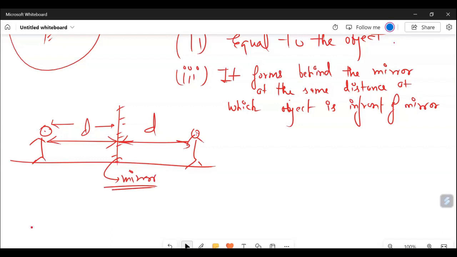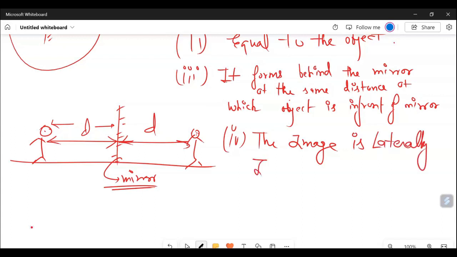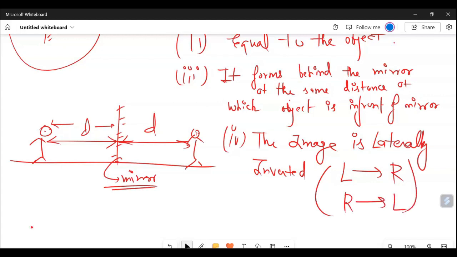Now the fourth point is, you have seen yourself in the mirror. Right appears left, left appears right. So the image is laterally inverted. The word laterally inverted is used when right appears left and left appears right. Laterally inverted means left appears right and right appears left in the mirror. I hope you are getting it.